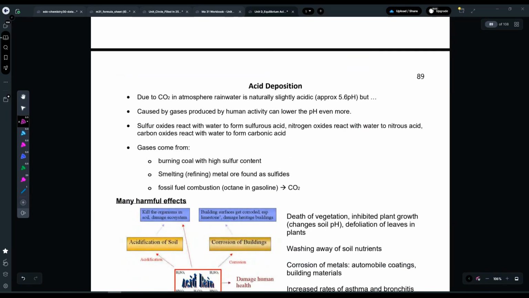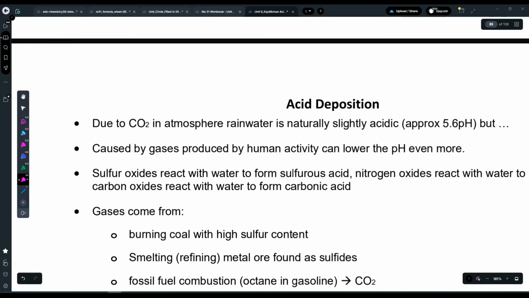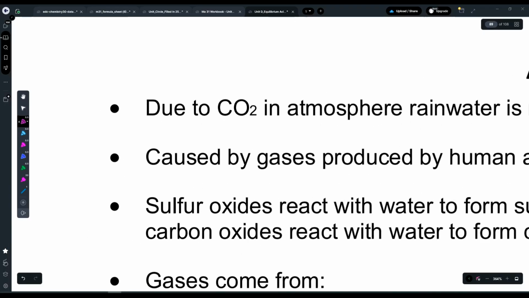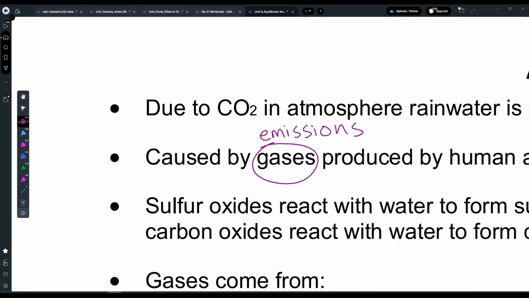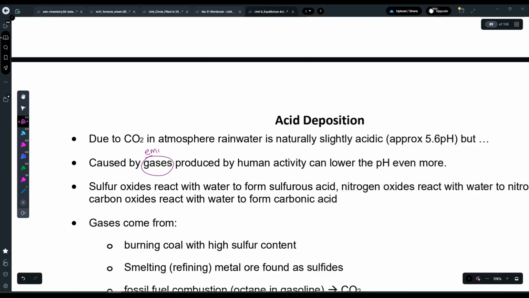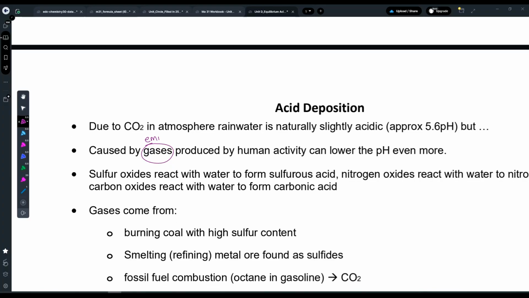Okay, moving on to acid deposition. Okay, so acid deposition is due to carbon dioxide in the atmosphere. It makes the rainwater just naturally slightly acidic. However, where the problem comes in is where we have gases that are produced by emissions from human activities. So I'm going to say caused by gases. So read that as emissions produced by human activity can take that already naturally slightly acidic rainwater and make it very acidic.